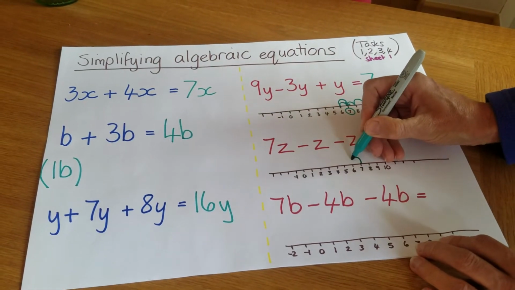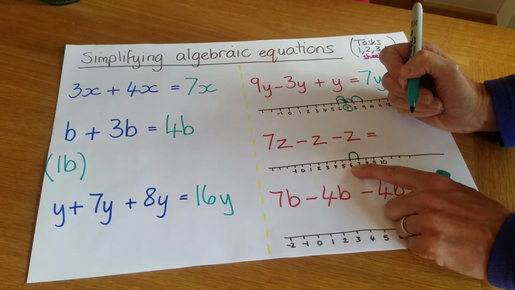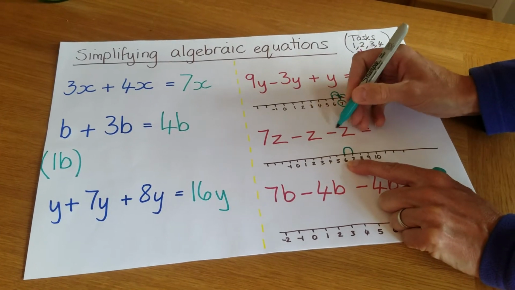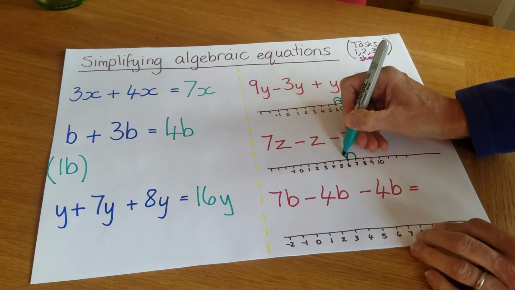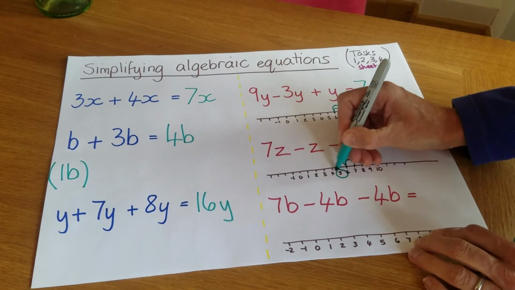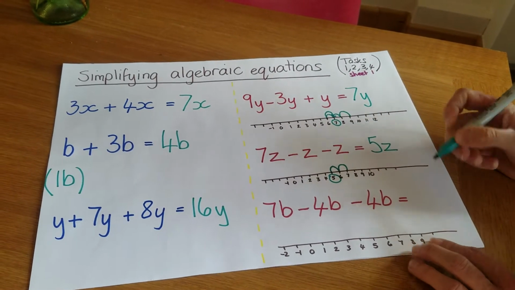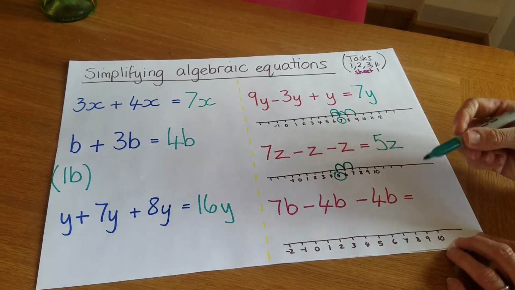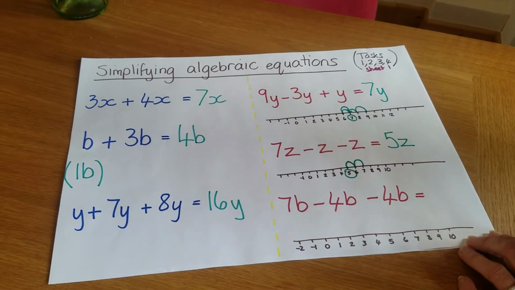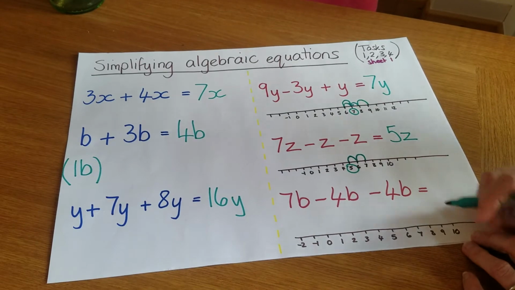So 7Z, take away 1Z, leaves me 6Z. But I've got another Z to take away. So take away another one and I get my answer as 5Z. Let's take a look at this last example. Again, I'm using a number line. Really, really easy to see this if you need to.